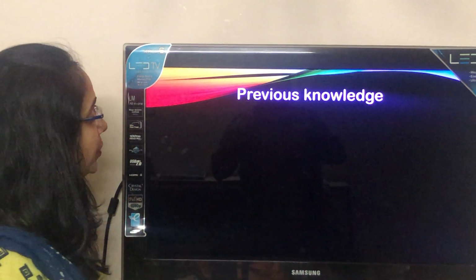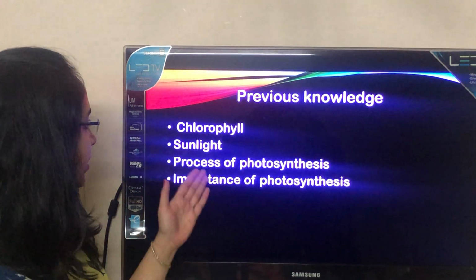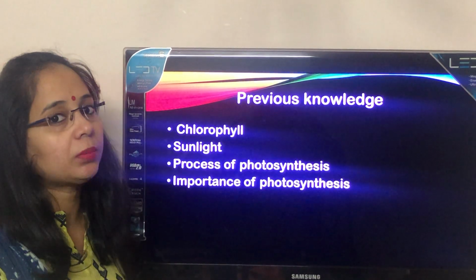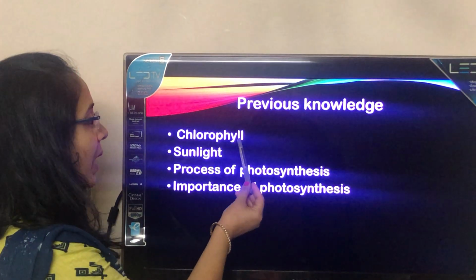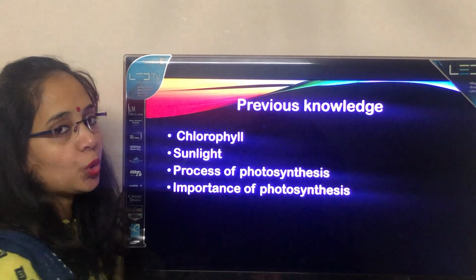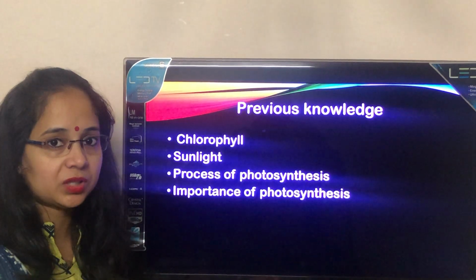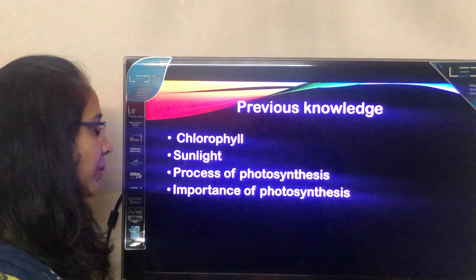So let's start with previous knowledge, what we have learned in last class. We have talked about these 4 points: chlorophyll, sunlight. These two are the raw materials we have talked about. They are used in the process of photosynthesis, and chlorophyll imparts green color to the plant and traps solar energy. Sunlight is required for the completion of photosynthesis, as every process on earth needs energy for its completion.